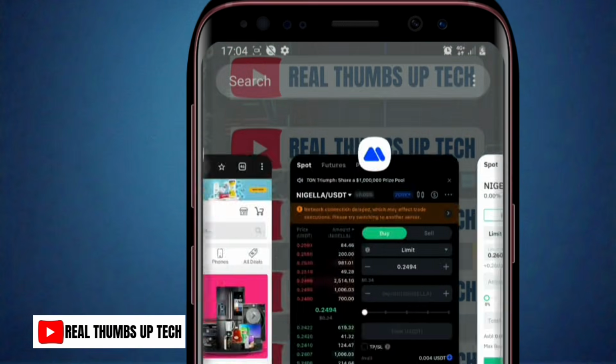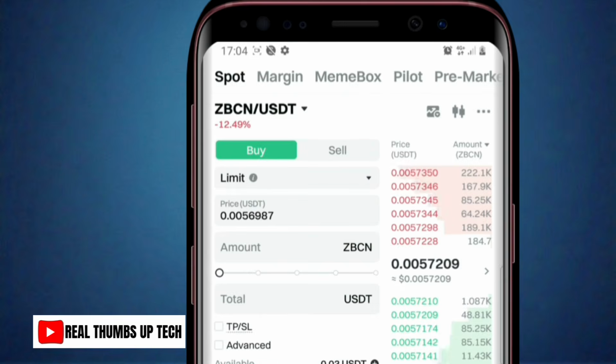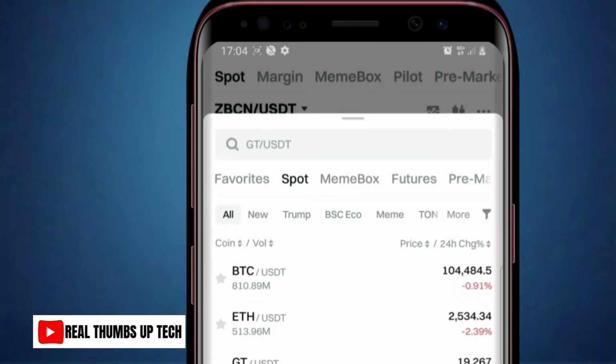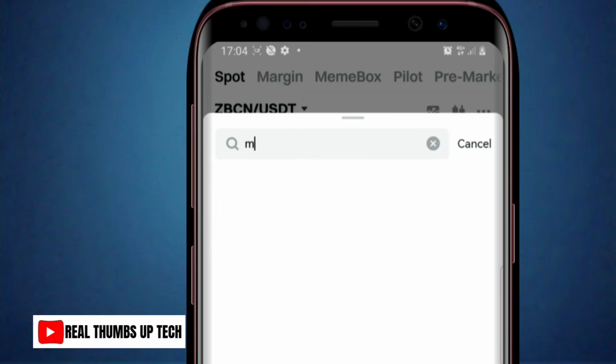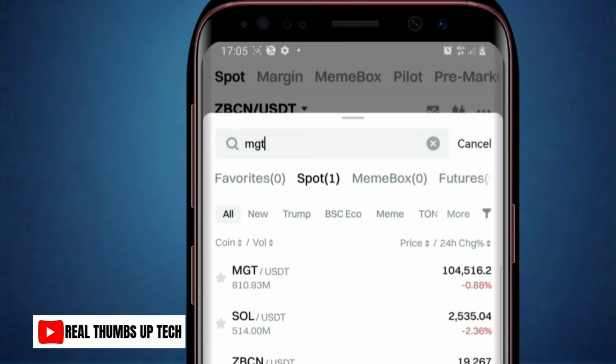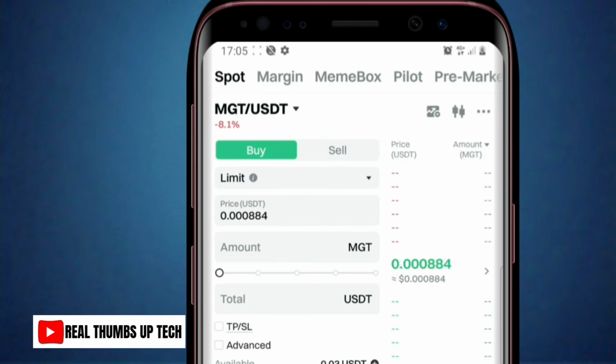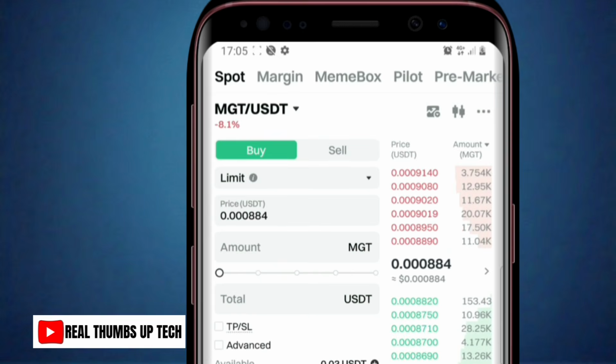So if you go over to Gates, this is gates.io. And if you search for this coin, let me go over here and search for MGT. All right, here we have it. So the rate of MGT on gates.io is currently 0.000884. All right. So let me go over to the second exchange we are comparing it with, which is Bitmax.